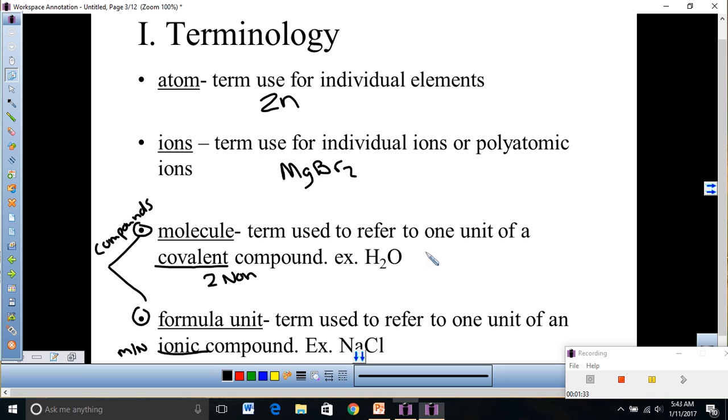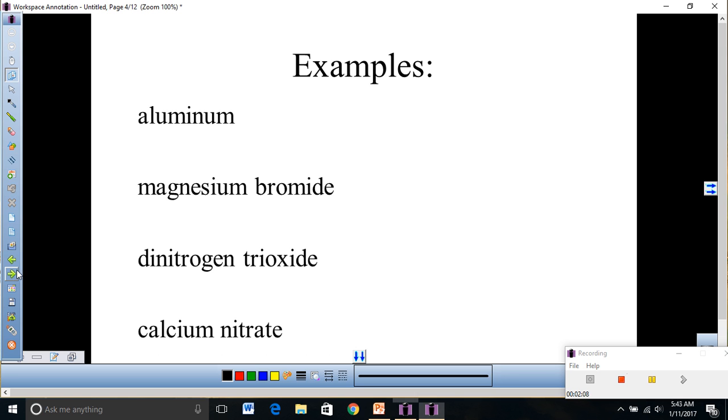We're going to abbreviate molecule MC just to make it easier, and we're going to abbreviate formula unit FU. So the ionics are FU, and the molecules are covalent. You can remember because it's got a C in it. Alright, we're going to go ahead and begin the math. Well, no, before that we're going to do some examples.